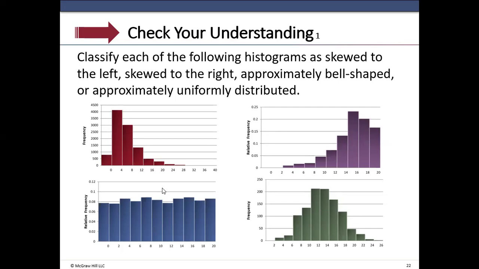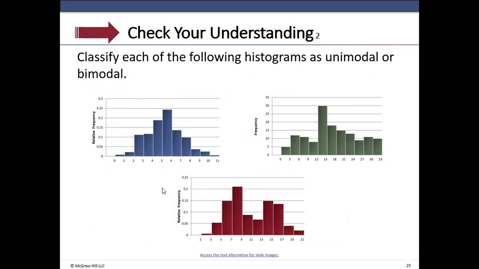The one on the top right, left skewed. The one on the bottom left, almost uniform. And the one on the bottom right is almost symmetrical or almost bell-shaped. The one on the top left is unimodal. The one on the top right is also unimodal. The one on the bottom center is bimodal.